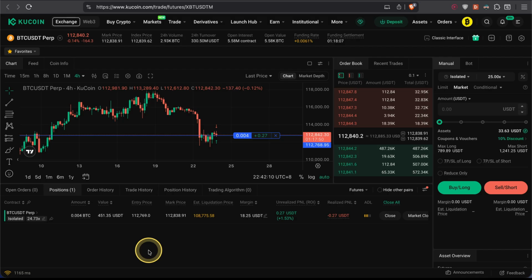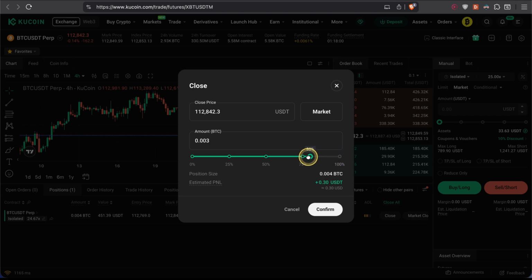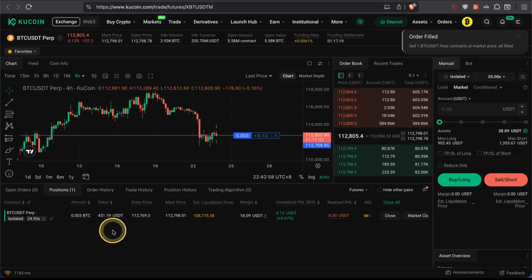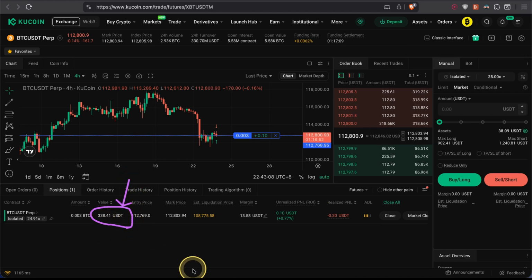To decrease your position size and close parts of your trade, you can simply go down here and click on close and then choose how much percent you want to close. In my case, I want to choose 25% and then just click on close. And as you will see, we've now reduced our position size and decreased our trade by a quarter.